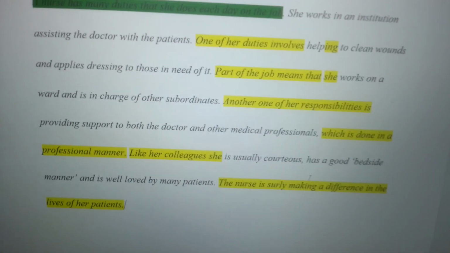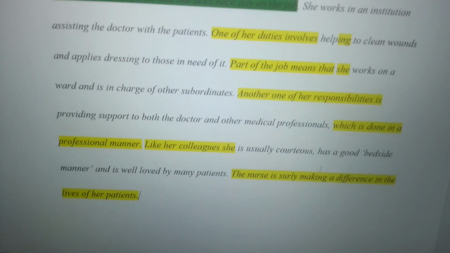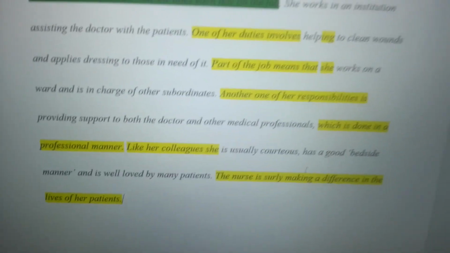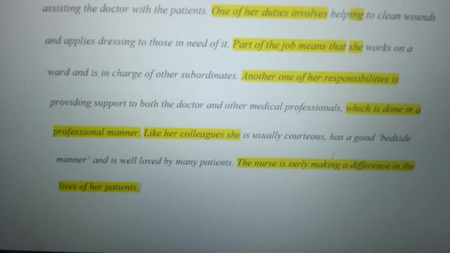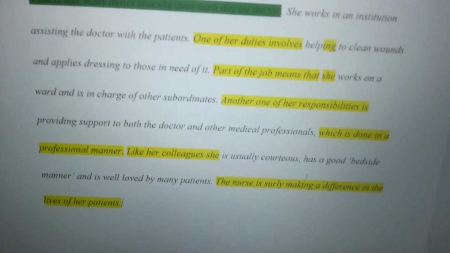Okay, so in the next video, we're going to deal with your reflection, and I'm going to give you some guiding sentences to consider when writing the second part of your rationale.